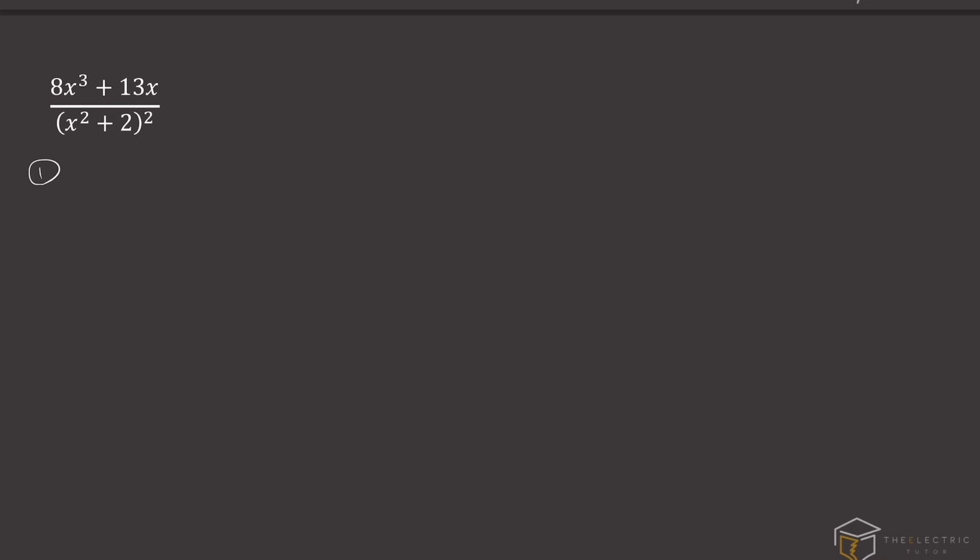In this case, I have a degree 3 in the numerator. In the denominator, if we multiply everything out, I'm going to have a degree of 4. 4 is larger than 3, therefore it's proper. So we can move on to step 2.